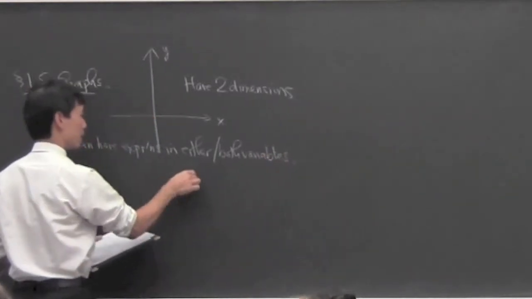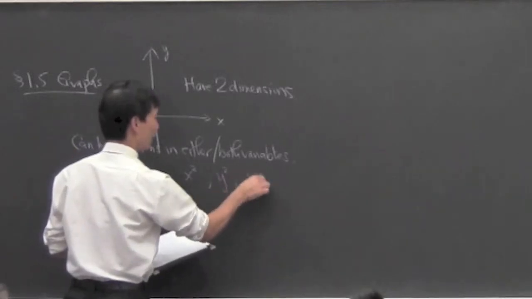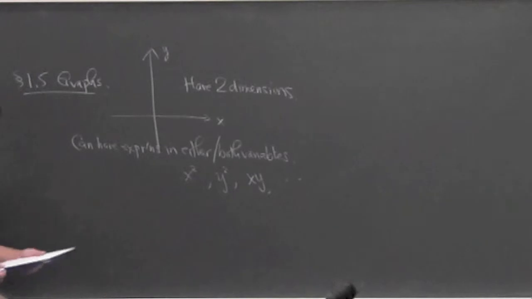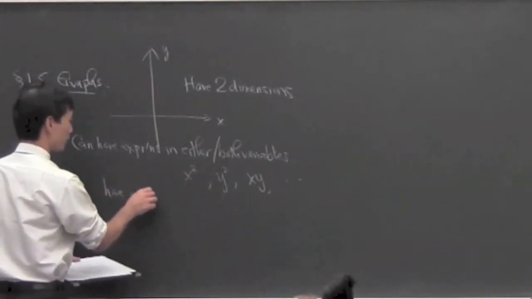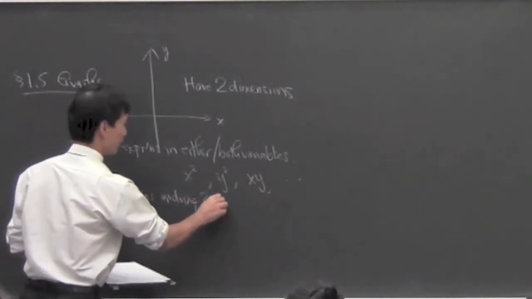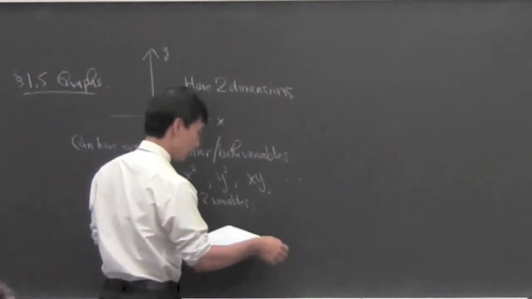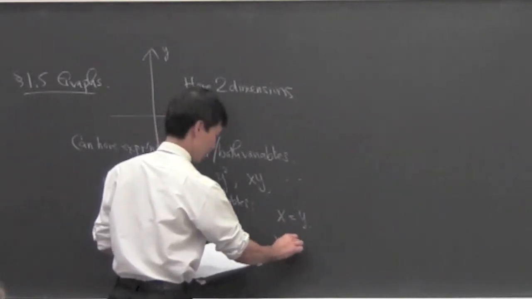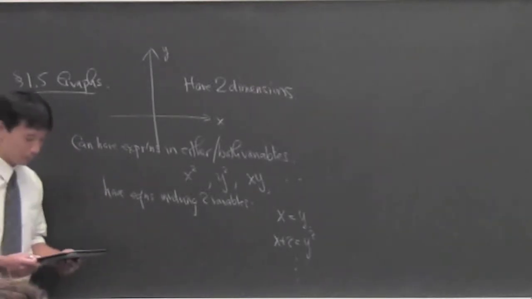You could have things like x squared, you could have y squared, you could have xy, things involving either or both variables. And so we can have equations involving two variables. So you could have like x equals y, x plus 2 equals y squared. This sort of thing. Okay, so that's not shocking.